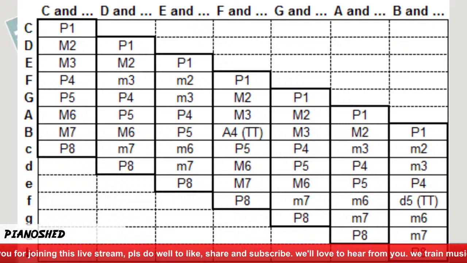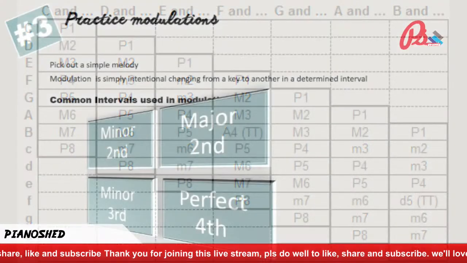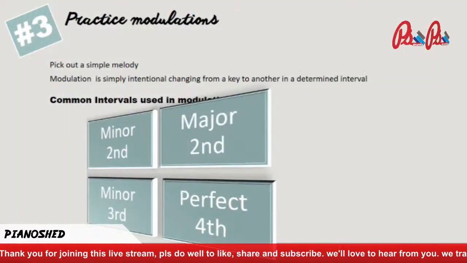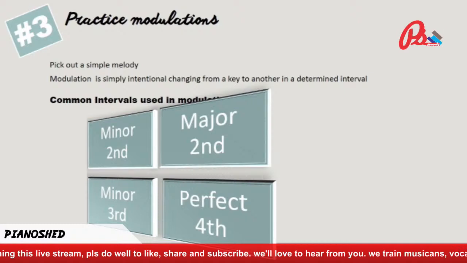Then you have your perfect fourth. Sing out these intervals so that when you modulate, you'll be able to get them very well. I don't want to do much on them. But while you are singing a minor second, a half step, one of the ways of practicing this modulation is you can do your half step modulation.